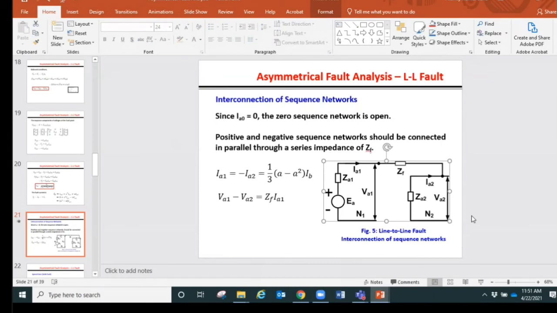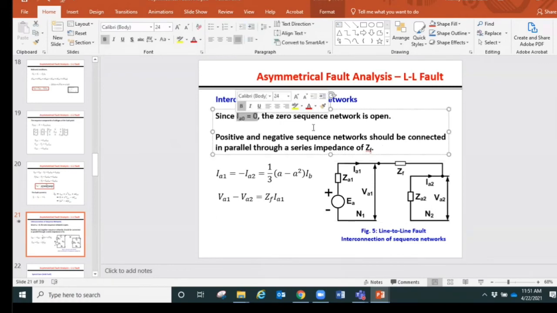This is the interconnected network, and zero sequence component is not necessary here, because the zero sequence current is equal to 0. It can come from that star connection with no grounding, delta connection, that kind of situation. Is that clear?